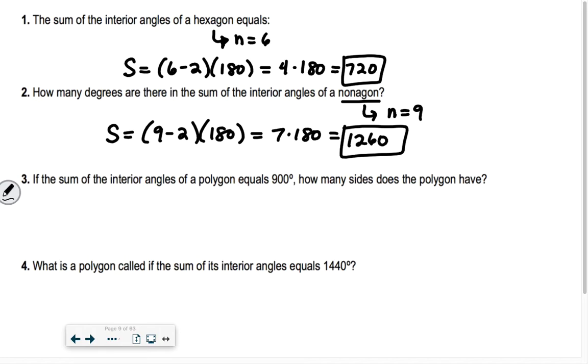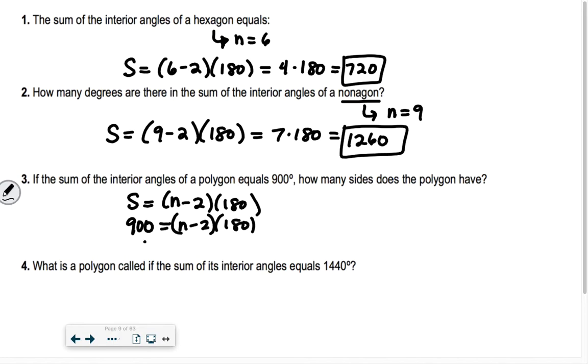Okay, so number 3. If the sum of the interior angles of a polygon equals 900, how many sides does it have? So I'm not always just asking for the sum of the interior angles. Sometimes I'm asking, how many sides does it have? So what do you think you do, Cam? Can't you divide 900 by 180? Yeah, let me write the formula. Our sum of interior angles was n minus 2 multiplied by 180. So Cam's saying, can I put 900 in and then divide by 180 on the other side?